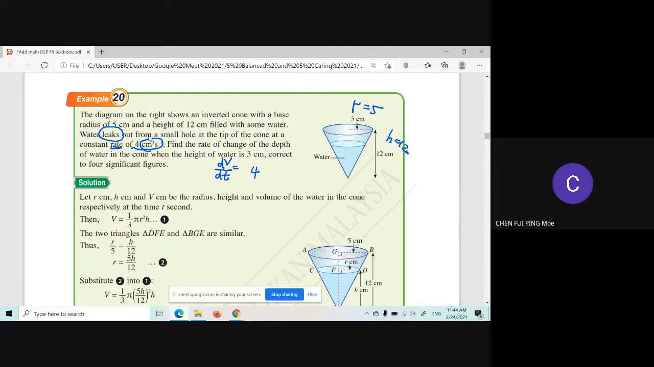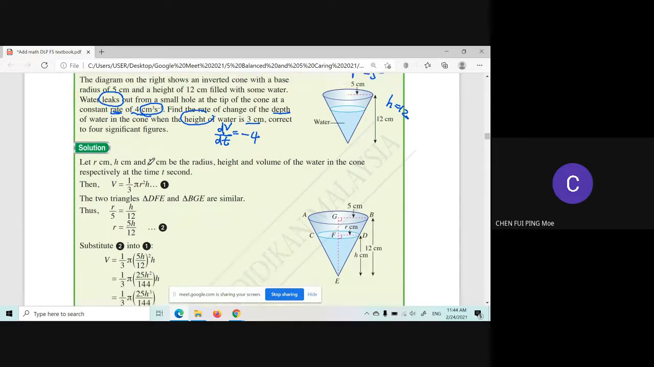And then you need to put a minus there because the water is leaking out. Water leaks out, volume is decreasing, so the rate is minus. The question says, find the rate of change of the depth of the water in the cone when the height is 3 cm. So you need to find rate of change of the depth, meaning find dh/dt. To find dh/dt, you need to build the chain rule.